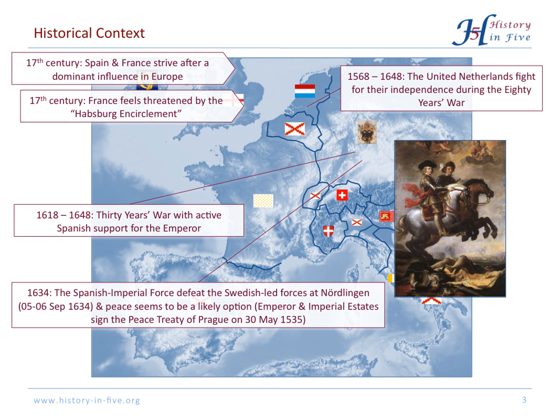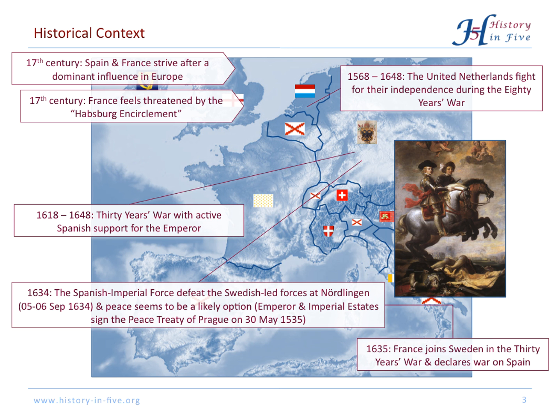But Swedish and Protestant forces lost the Battle of Nördlingen, and it seemed very likely that there would be a peace. That was not in the interest of France, because France wanted to weaken the Habsburgs. So France actively joined Sweden and declared war on Spain.